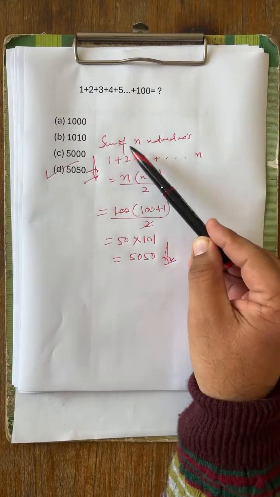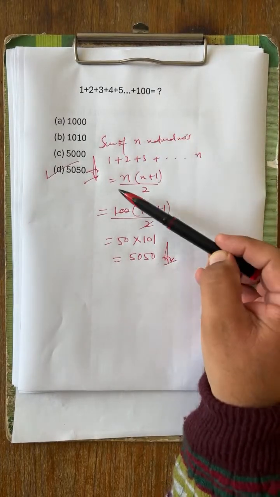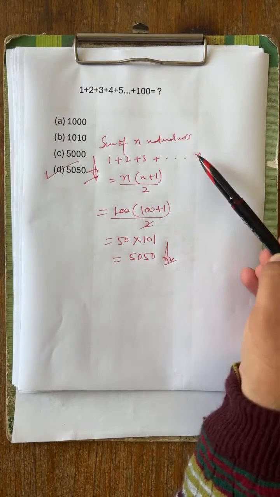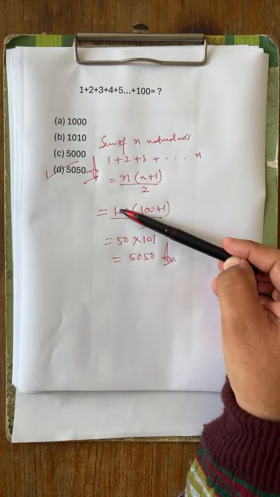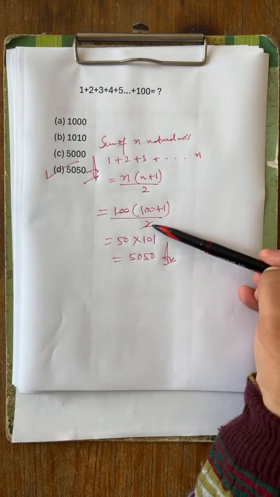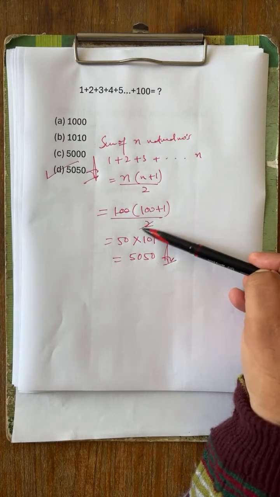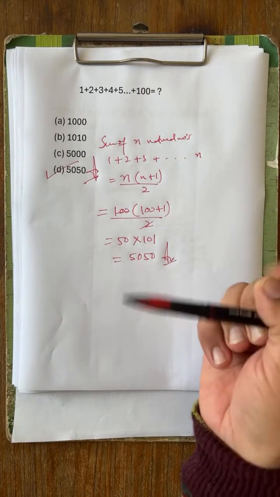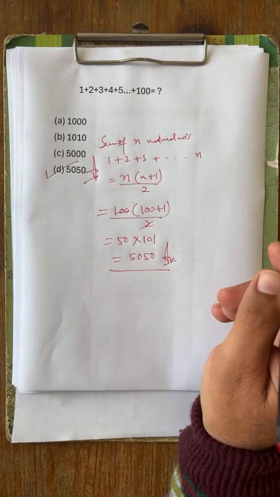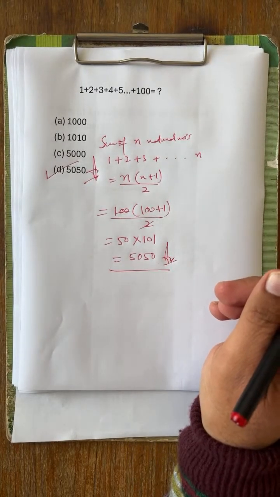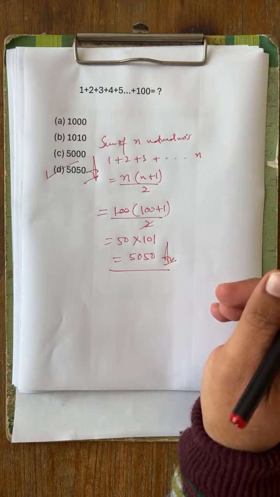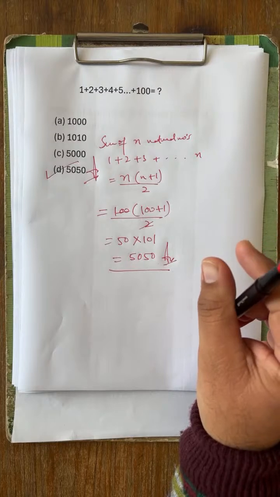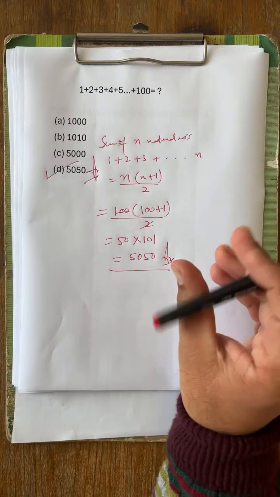We know that the sum of n natural numbers is given by the formula n into n plus 1 by 2. Now here the value of n is 100. So 100 into 100 plus 1 by 2. 100 cancels with 2, that is 50. 100 plus 1 is 101. So after multiplying we get our answer as 5050. Option D is the correct answer. Next question.